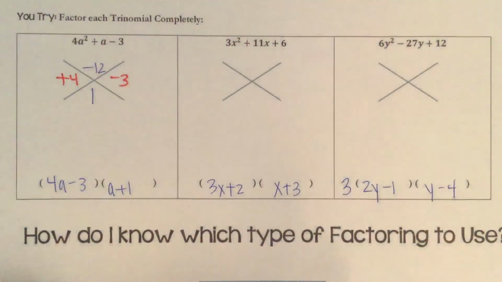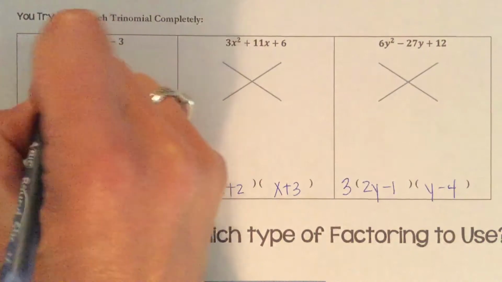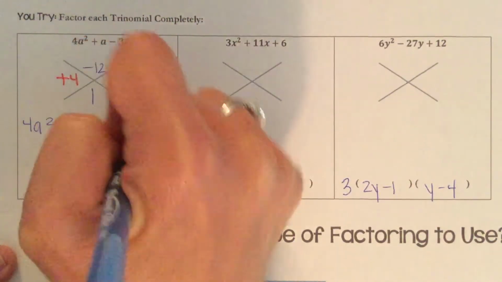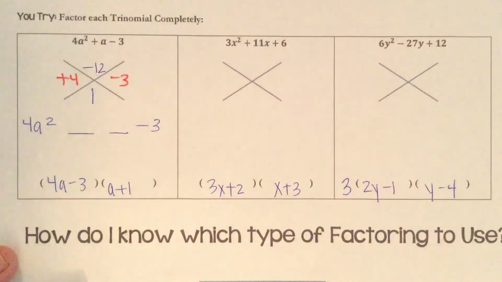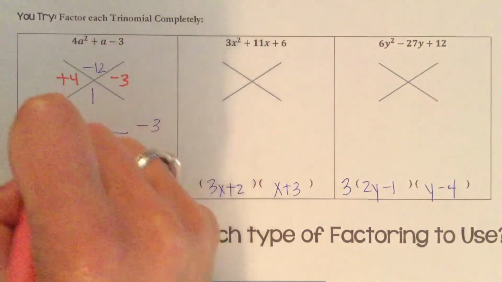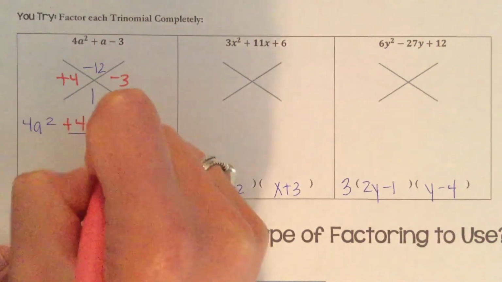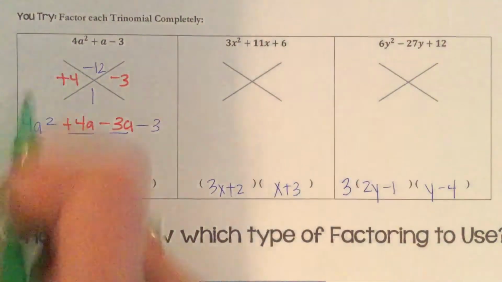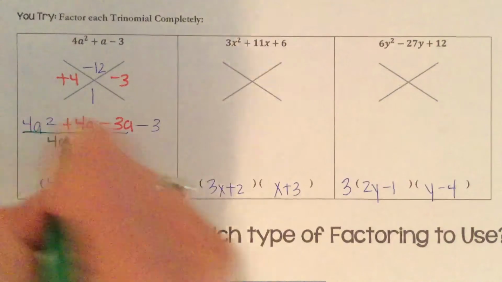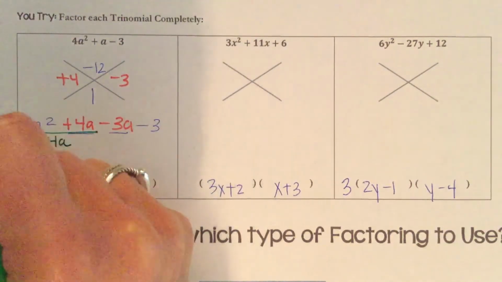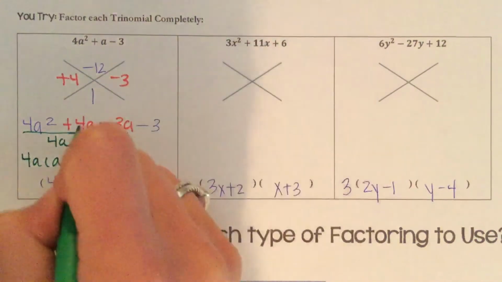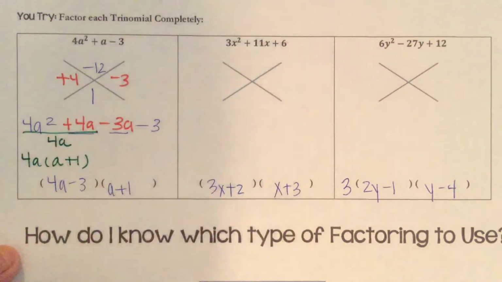I rewrite my trinomial as 4 terms. So 4a squared, blank, blank, and then negative 3. In the blank, I fill in with my 2 factors, 4a and negative 3a, and I factor with grouping. Out of this group, a greatest common factor of 4a. 4a squared divided by 4a is a. 4a divided by 4a is 1.